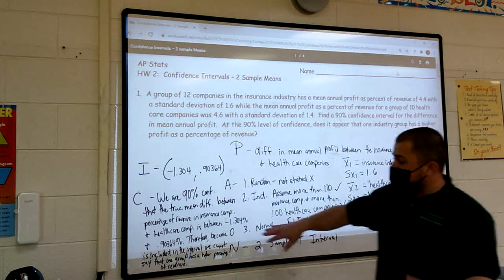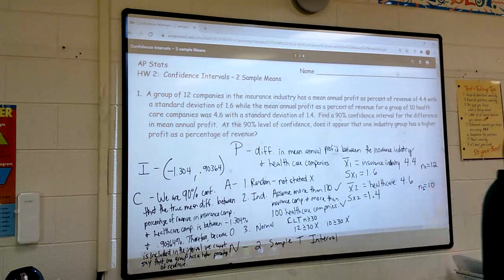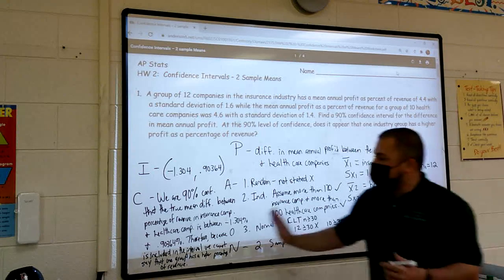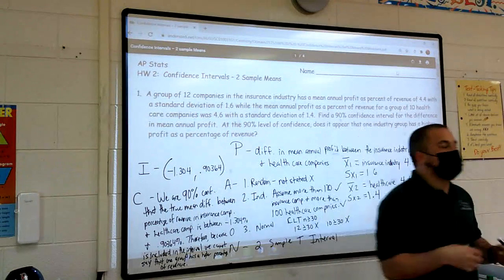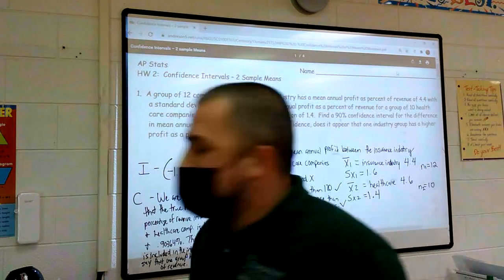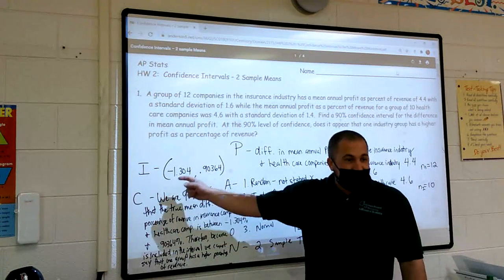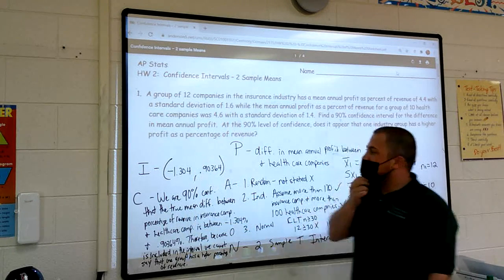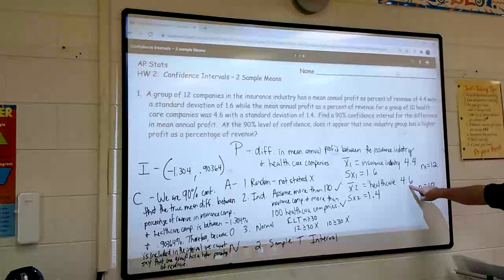And usually in my conclusion, and some people do it in every single one, when I'm talking about two things, I always talk about 0. I'll say, therefore, because 0 is included in the interval, we cannot say a group has a higher revenue. If it would have been all negative, I would have said, therefore, because 0 is not in the interval, we can say that healthcare companies have a higher percentage of revenue, right? Our interval is leaning towards the negative, closer to the negative than the positive, because the healthcare companies have a higher percentage in our sample.